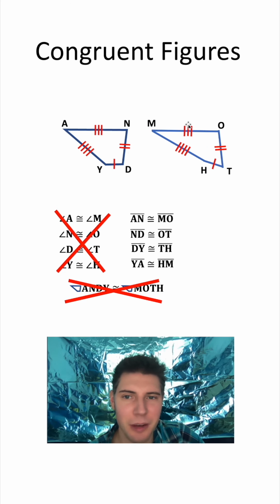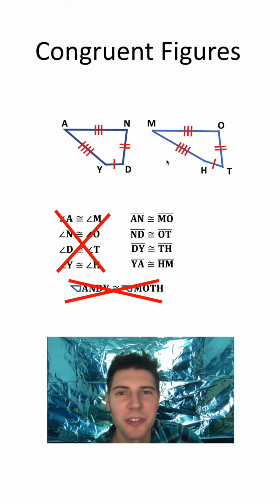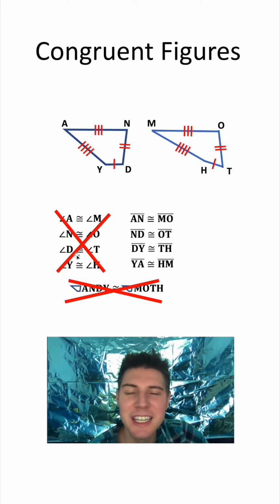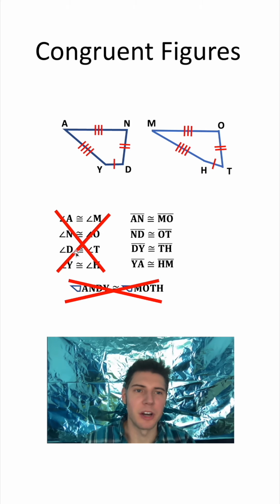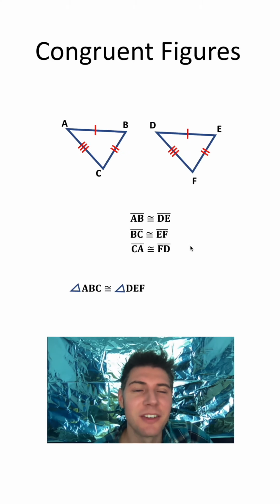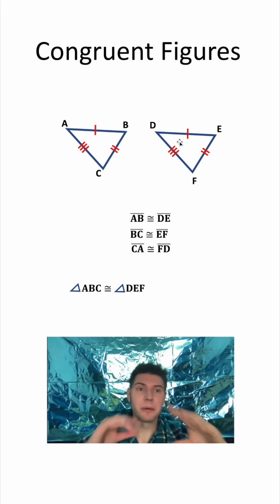Here's a counterexample. Notice how this is the same length as this, is the same length as this, is the same length as this, but these are not the same figure. They have different angles. So we need these angles to show us that all those different sides are coming together in the same way. Going back to a triangle, this is sufficient, just having the 3 sides. There's no way these angles could be anything different. There's no way we can change the shape.